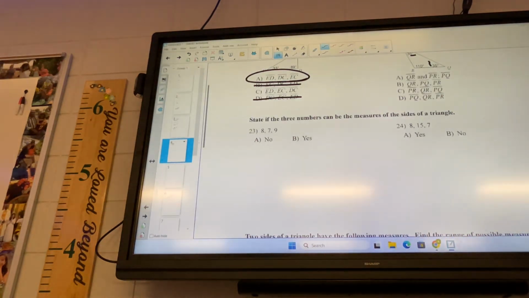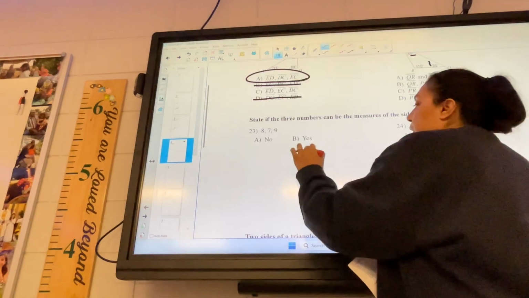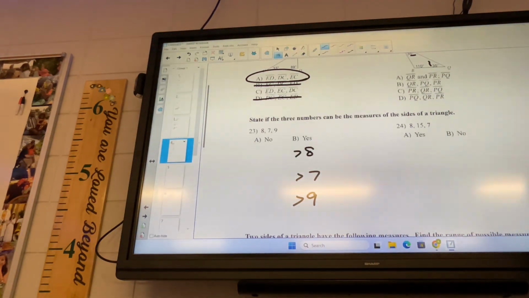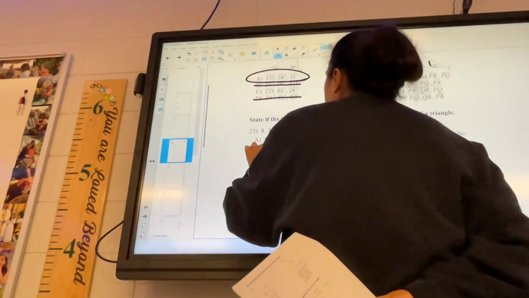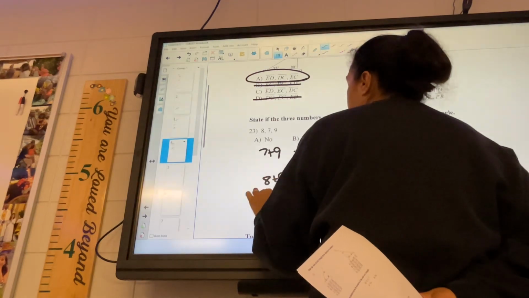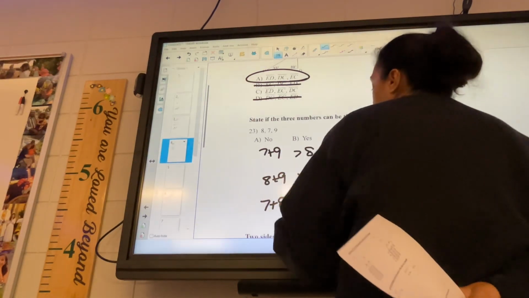23, it says state if these three can measure the sides of a triangle. Okay, so it's gonna look like greater than 8, greater than 7, greater than 9. For the 8, it's gonna be 7 plus 9. For the 7, it's gonna be 8 plus 9. And for the 9, it's gonna be 7 plus 8.